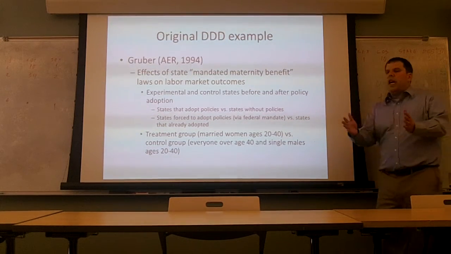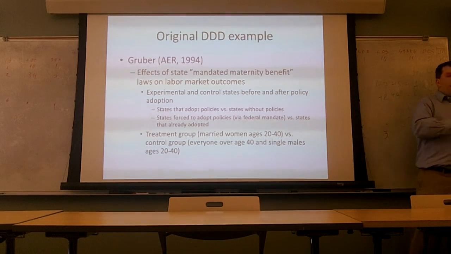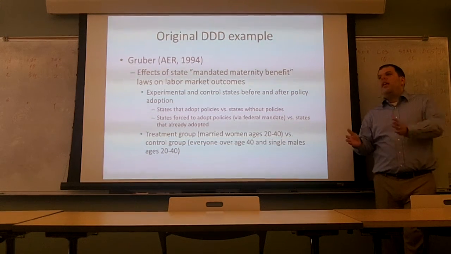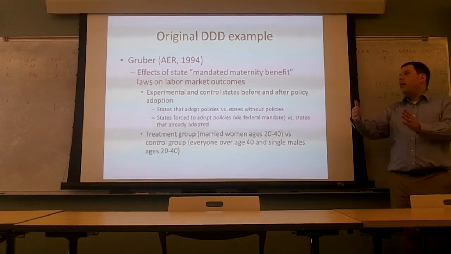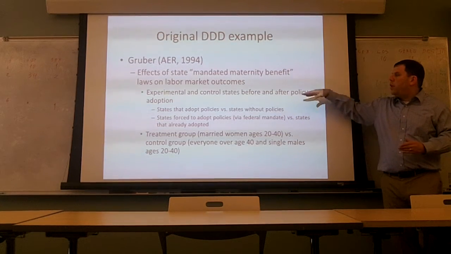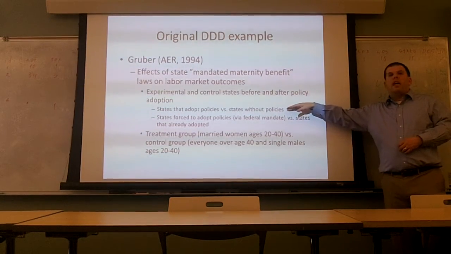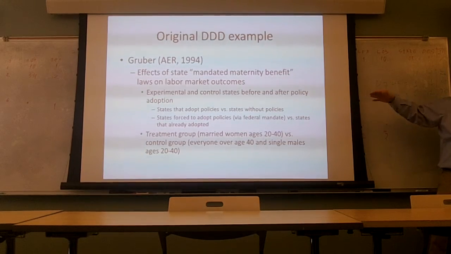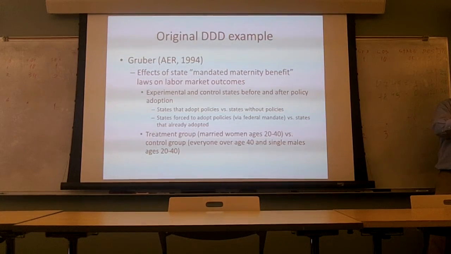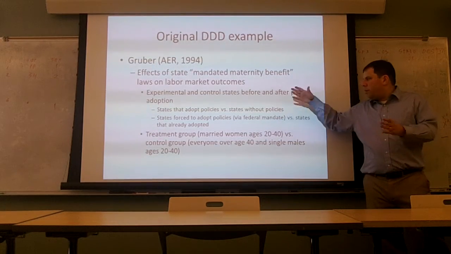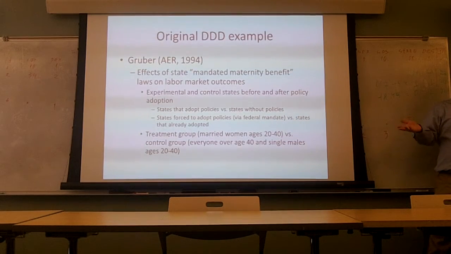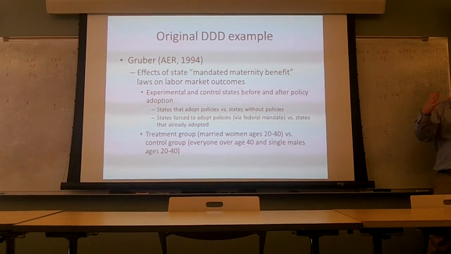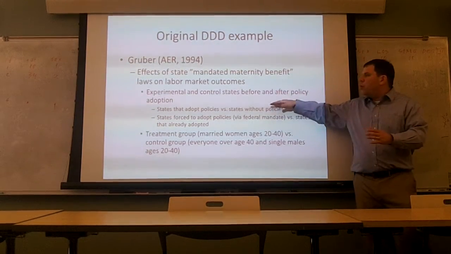There was a period of time at which avant-garde states adopted these policies, and then later on the federal government came along and made this a federal mandate. So you got this nice staggered rollout of policies. His first comparison was the avant-garde, first adopters versus those states that hadn't adopted. That was his treatment, and his control was non-adoptees. But then later on, when the federal mandate came on, same paper but different time period, he was able to compare the laggard states that were forced to comply with the federal mandate against those states that had already adopted. So he in fact had 2 control groups that were separate analyses.